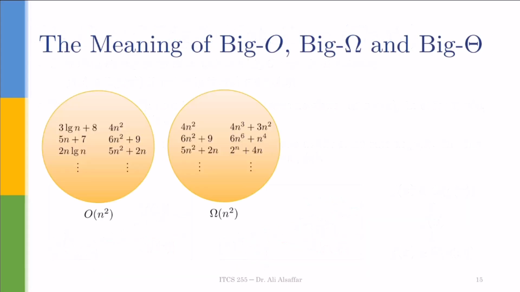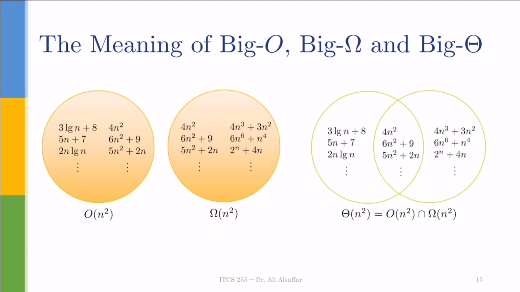Similar to big O, big omega and big theta are in fact sets. As an example, suppose we have big O of n square and big omega of n square. What is big O of n square? It is a set of families of functions that are at a lower level than n square. And what is the set big omega of n square? It is a set of families of functions that are at a higher level than n square. So all the functions in O of n square, when you draw them, will be below n square. And all of the functions in big omega of n square, when you draw them with n square, will be on top of n square.